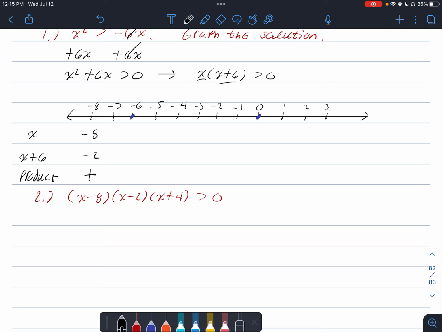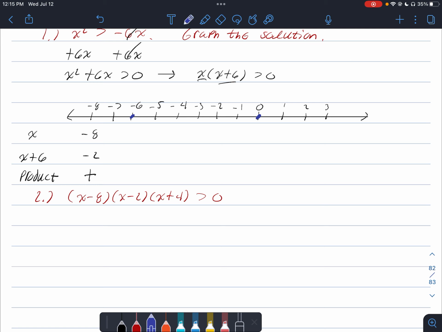Therefore, anything on the interval from negative infinity to negative 6 is going to be included in our answer. So we know that that is going to be a part of our solution.